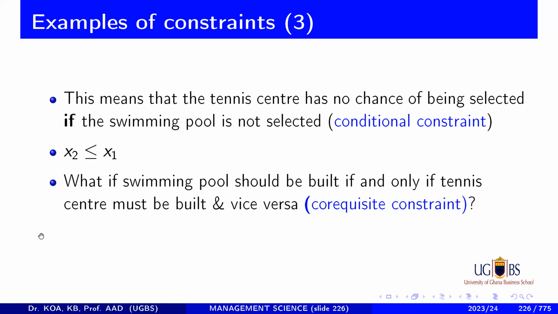Okay. Now, what if swimming pool should be built if and only if tennis must be built and vice versa? What would it be? Swimming pool should be built if and only if tennis must be built and then vice versa. Michael. X1 equals X2. Perfect. Okay, so that one is fairly simple. It means that X1 is equal to X2 because all of them are the same.